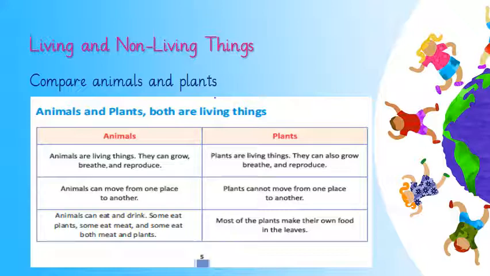Animals and plants both need food. Animals eat and drink. They need food to live. They cannot make their own food, but they get the food from plants or in the form of meat. They eat other animals as well. But plants, they also need food, but they prepare their own food.